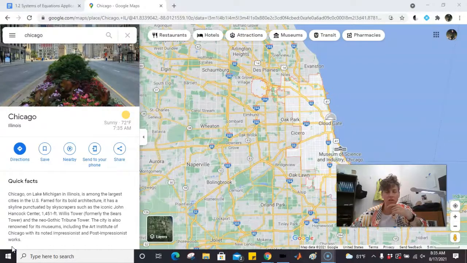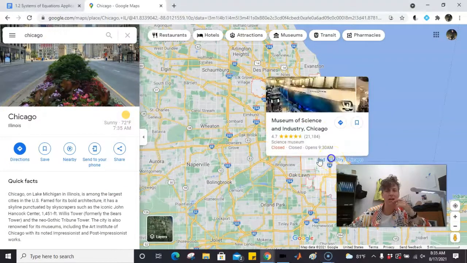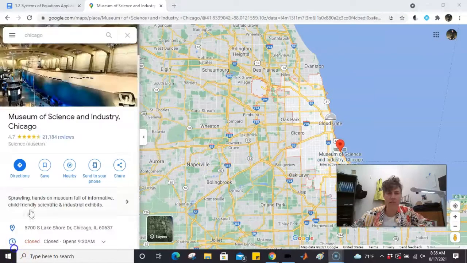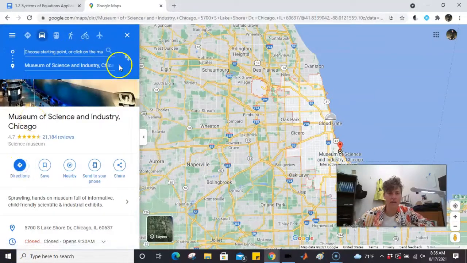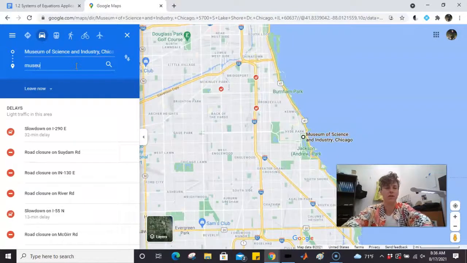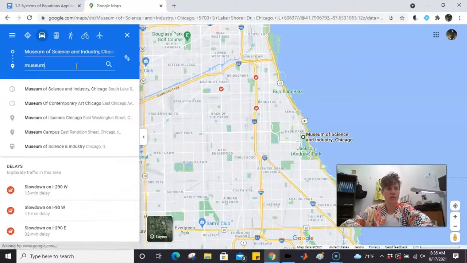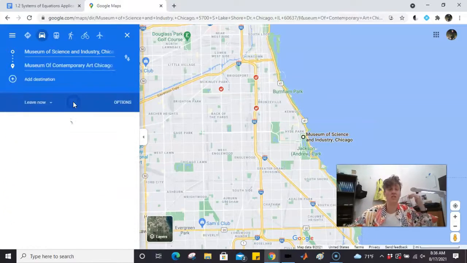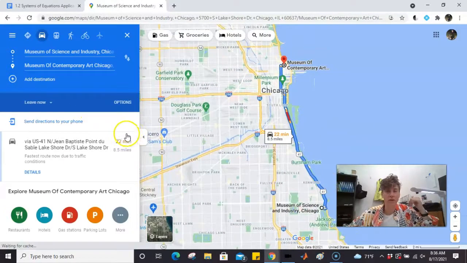And just out of curiosity, let's see how long this would take us. Let's say we want to go from the Museum of Science and Industry in Chicago, and let's say I want to go to the Museum of Contemporary Art in Chicago. How long is this? Okay, 8.5 miles.